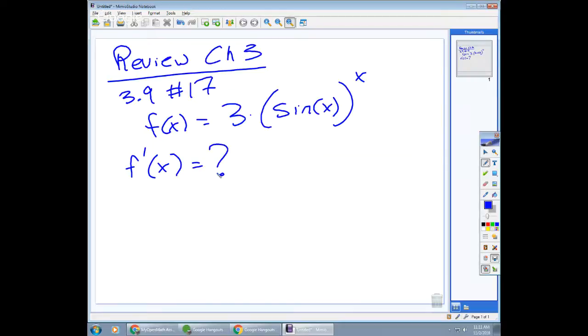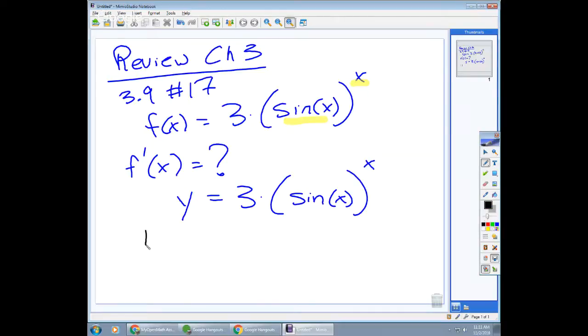Okay, so here, because I have a variable in the base and a variable in the power, I can't use either the power rule or the exponential rule, so I have to use what's called logarithmic differentiation. Logarithmic differentiation means write it as y equals and then take the log of both sides. The easiest log to take would be what? The natural log.